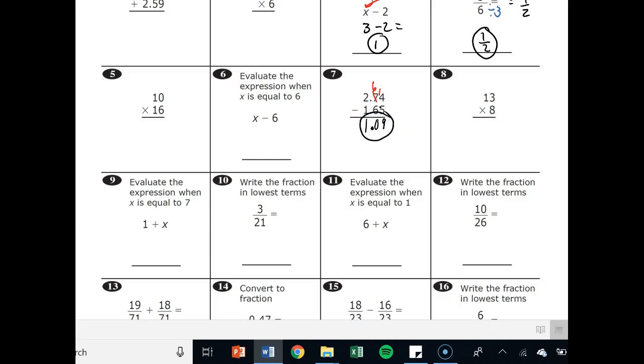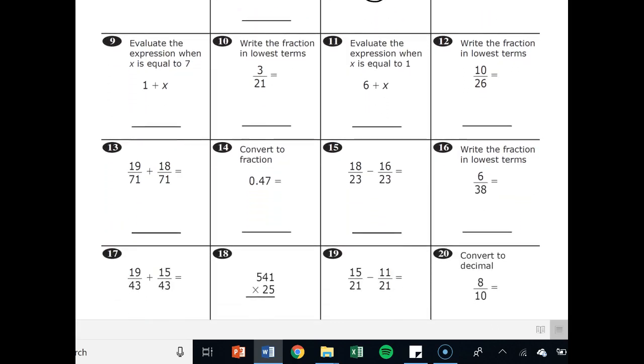Right? The other ones I want to see on the front, like number 12, again, reduce to its lowest terms. The biggest number that they have in common is 2. If a number ends in 0, 2, 4, 6, or 8, you can divide by 2, right? It's an even number. I'm going to be saying this all year long. If it's an even number, you can divide it by 2.